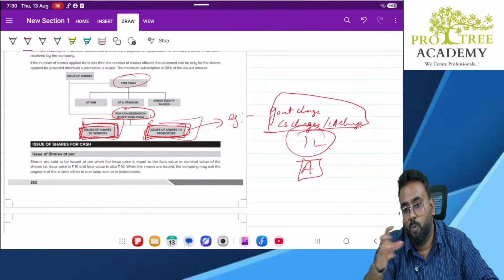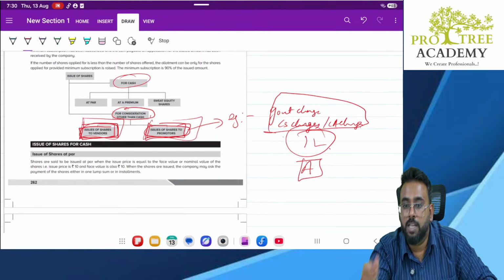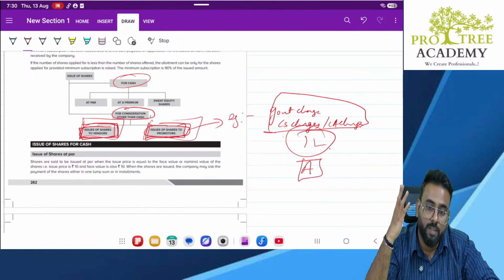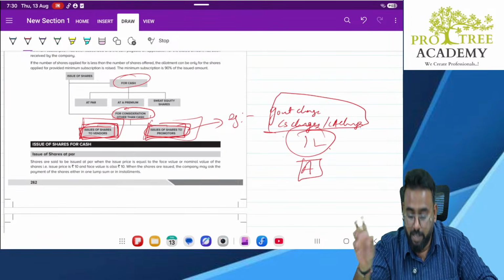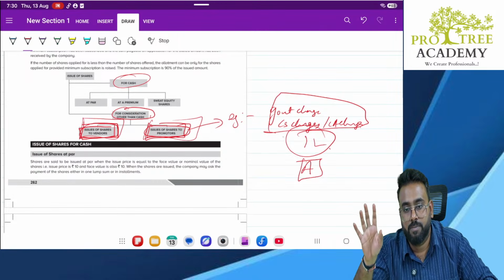You do one thing: for whatever money you have spent before I was even born, for that 1 lakh I will give you shares. For the remaining 1 lakh, you give me cash.